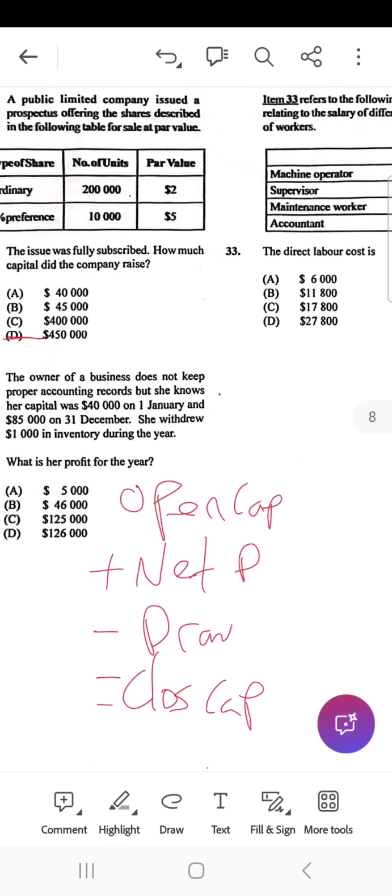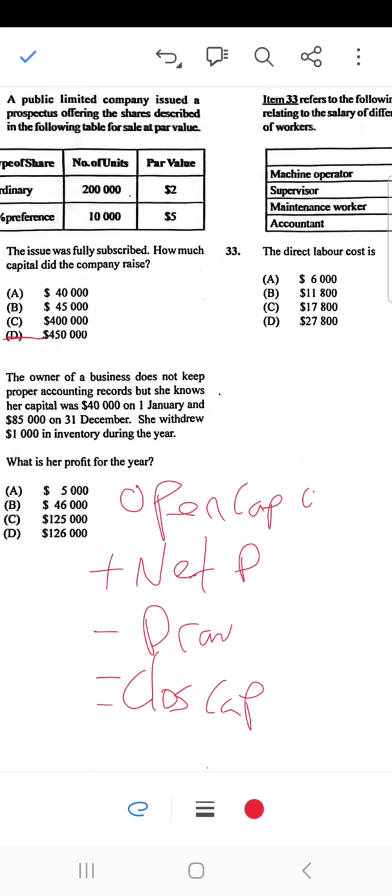They said our opening capital was 40,000. We don't know what net profit is, but we know that when we minus our drawings of 1,000 from opening capital plus net profit, we get a closing capital of 85,000. So I'm going to add back that drawings figure to see how much I had when I added my opening capital to my net profit. 85,000 plus 1,000 is 86,000, which means opening capital plus net profit is 86,000.